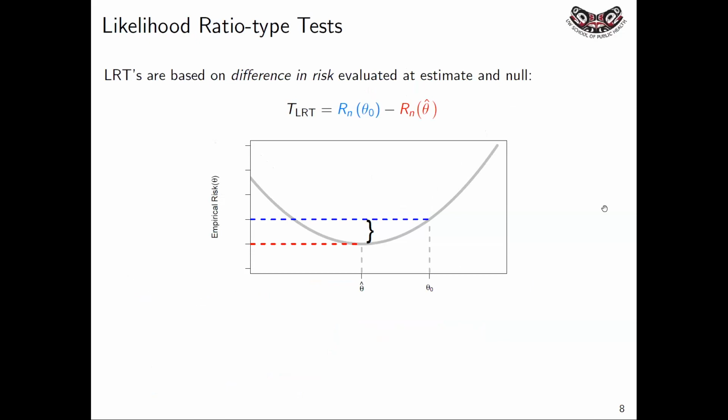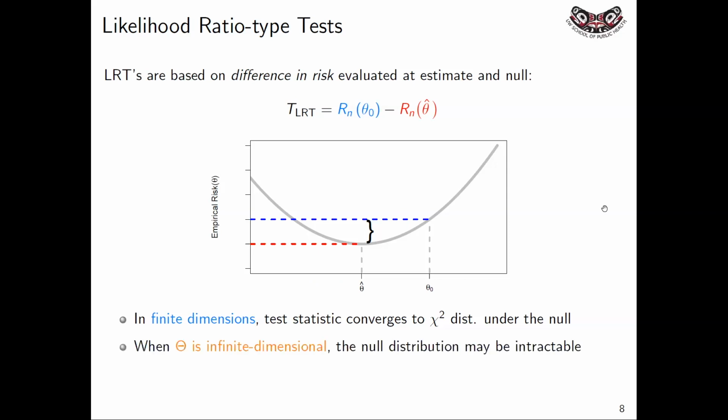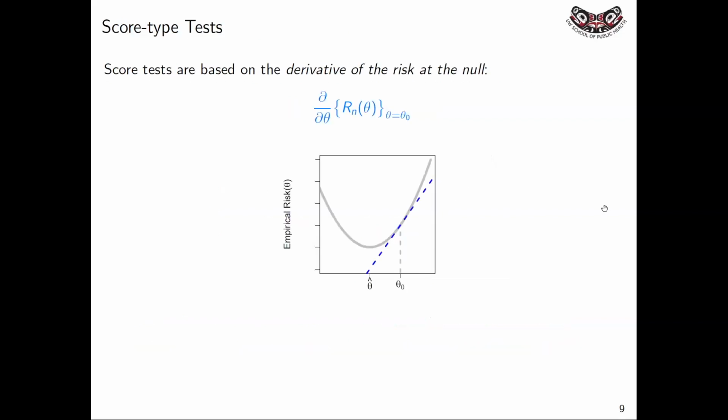For that likelihood ratio test, in finite dimensions, we know that this converges to a chi-square distribution. It has nice properties in terms of efficiency, etc. In infinite dimensional settings, the null distribution of this test might not be available, and it becomes difficult to carry out this test.